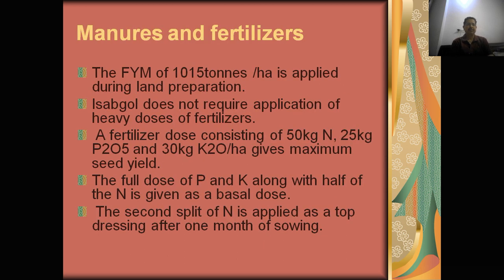Then manures and fertilizers. FYM at the rate of 10 to 15 tons per hectare is applied during the land preparation. Isabgol does not require application of heavy dosage of fertilizers. A fertilizer dose consisting of 50 kg nitrogen, 25 kg P2O5 and 30 kg K2O per hectare gives the maximum seed yield. The full dose of phosphorus and potash along with half dose of nitrogen is given as a basal dose. The second split of nitrogen is applied as a top dressing after 1 month of the sowing.